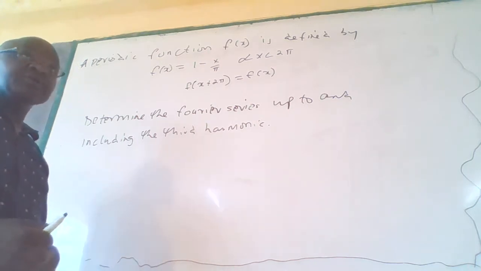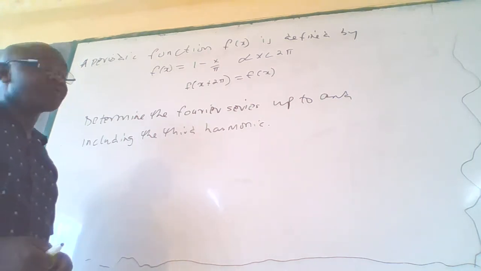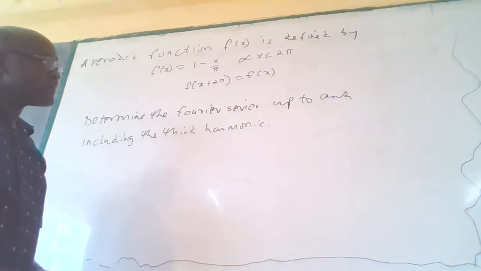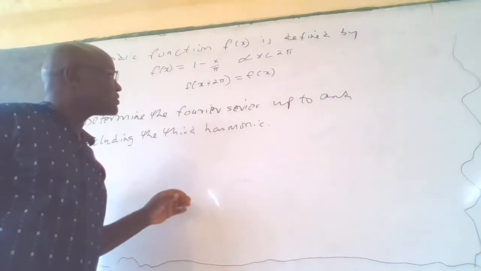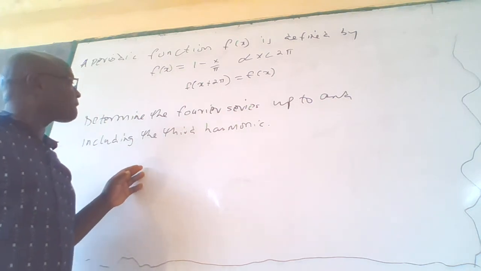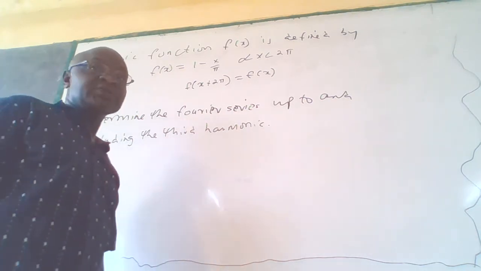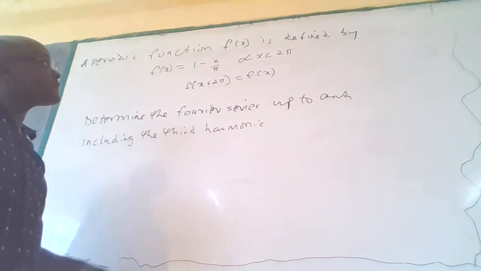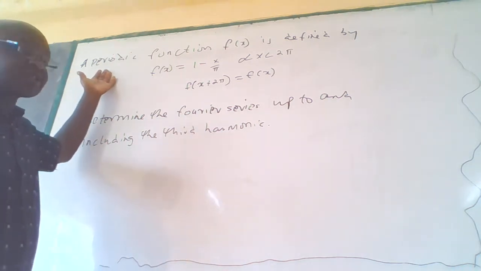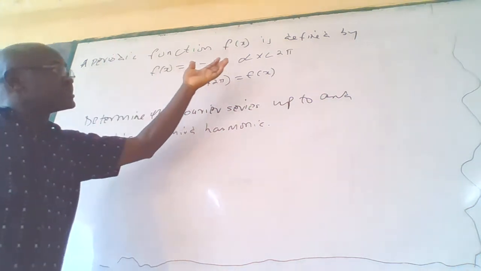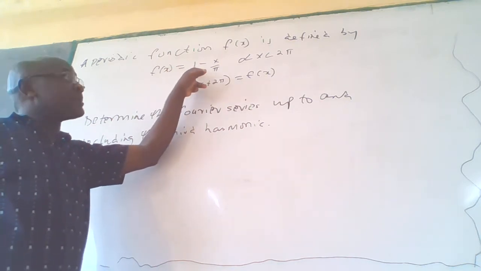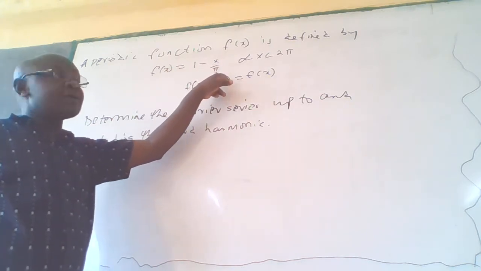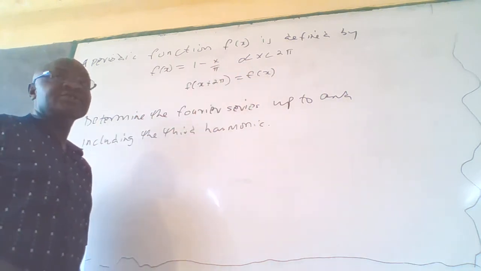We've been given this equation from Fourier series. They want us to determine its series up to and including the third harmonic. The quadratic function f of x is defined by f of x equals 1 minus x over pi, of course in the given range.